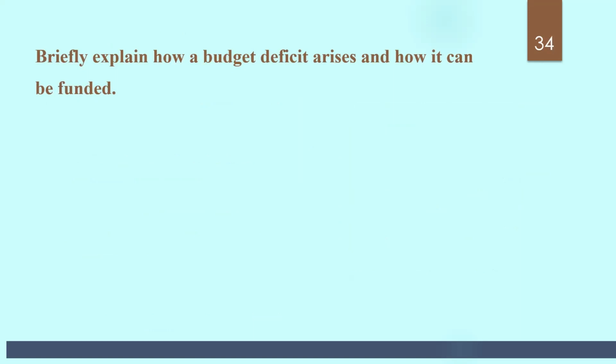So, briefly explain how a budget deficit arises and how it can be funded. So, how does a budget deficit happen and how can you fund it? How can you pay for it?